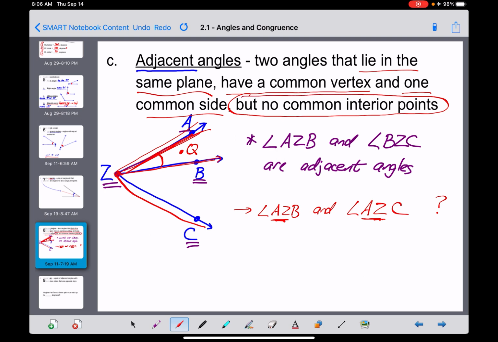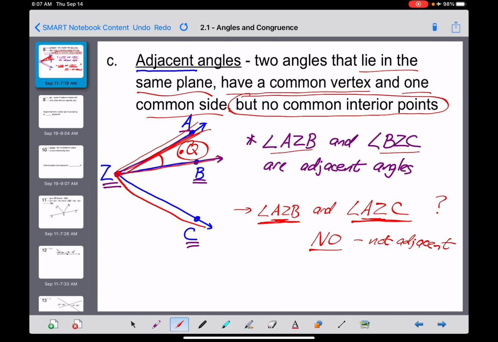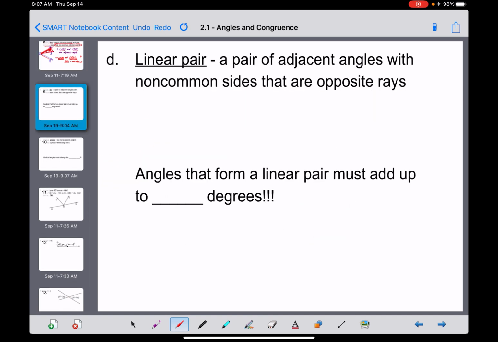No common interior points. Let's take a look at point Q again, everybody. And Q is inside. It's in the interior of angle AZB, but Q is also in the interior of AZC. So the answer to this question right here is no, these two angles right here are not adjacent because they overlap. That's the simple reason there, guys. But AZB and BZC, those angles don't overlap, so they are adjacent. Okay, almost done with the vocab right here, guys.